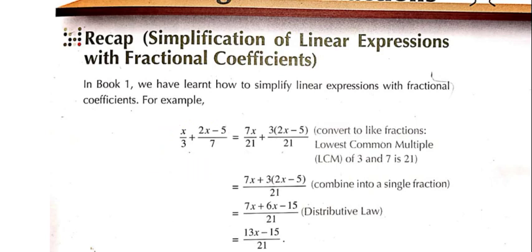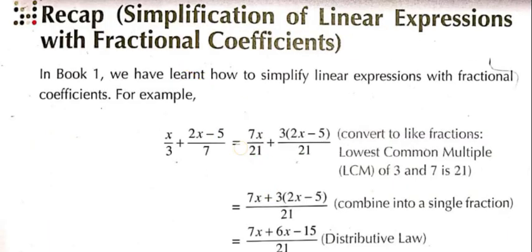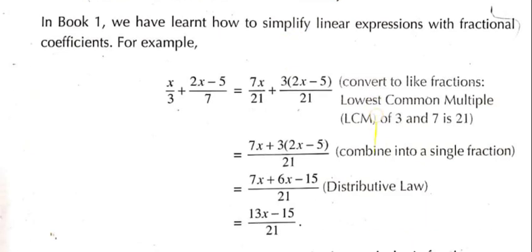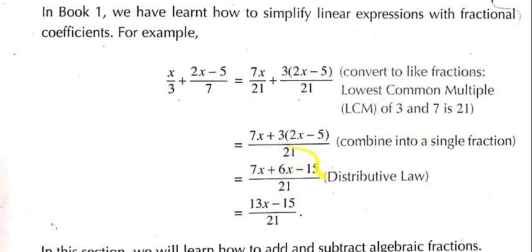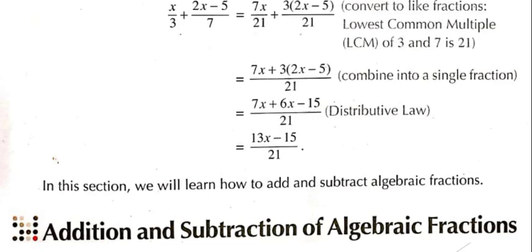So for example, x over 3 plus 2x minus 5 over 7. How are we going to simplify this? Of course, by turning them into like fractions, yeah? Find the common denominator. So in order to do that, we times 7 to both the numerator and denominator for this fraction, and this one times 3 to both. So, okay, and then the 3 times in, expand the bracket, yeah? It becomes 6x minus 15. And then that will be 13x minus 15 over 21.